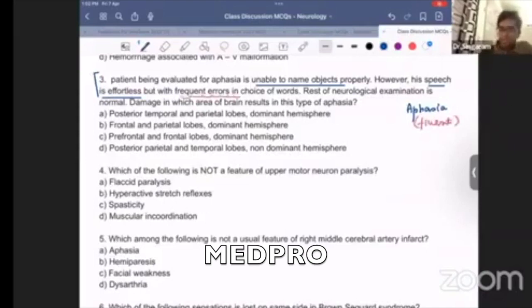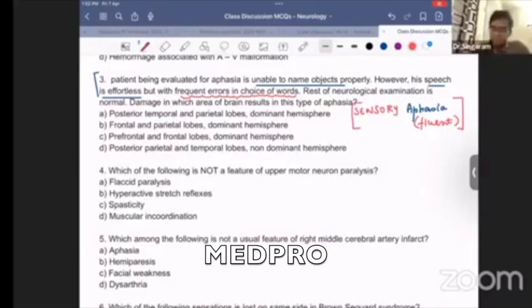There's a frequent error in the choice of his words. What is the meaning? He's not properly producing the words, or he is not able to understand what he is speaking. So what is this type of aphasia which we are dealing with? Is it a sensory aphasia or a motor aphasia? Definitely this is sensory aphasia. Sensory aphasia is the one which is a fluent type of aphasia. I think you can understand this, right?